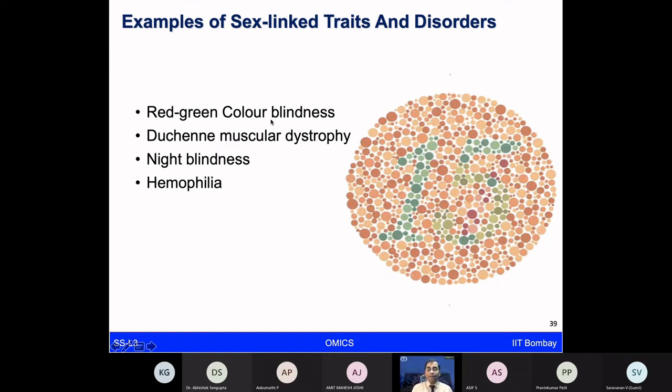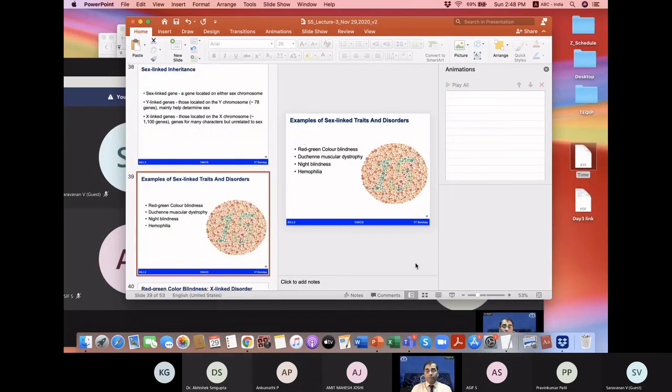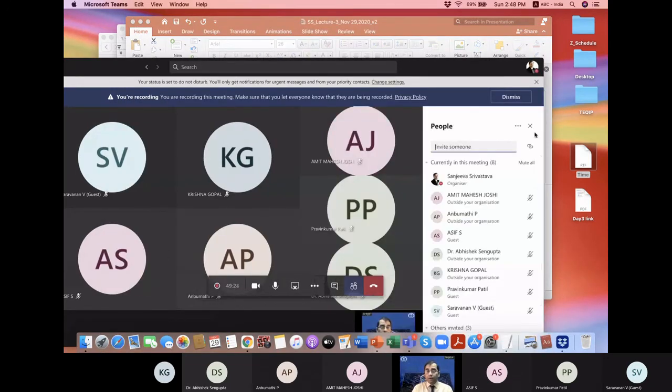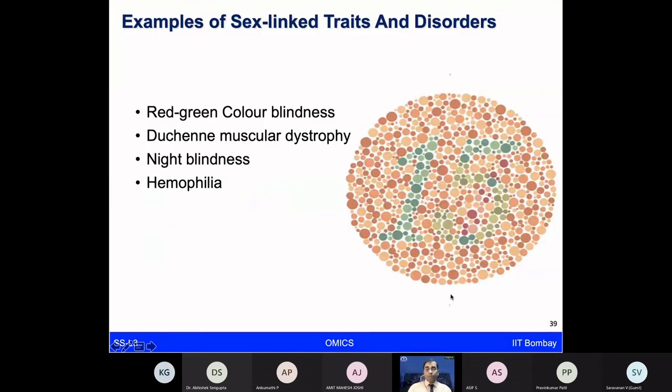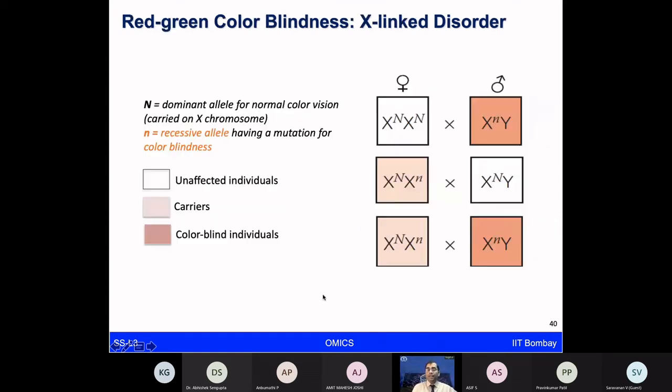Some people have red-green color blindness, or some people show Duchenne muscular dystrophy, or night blindness, or hemophilia. Many of these characteristics are linked to genes on different chromosomes. I'm sure all of you can read this particular number, 15, in green color on the red background. These are the kind of tests people also do when they go for railway exams and other military exams. They want to make sure the individual does not have color blindness, right? So these diseases or traits are linked to a specific chromosome, and these are known as sex-linked traits.